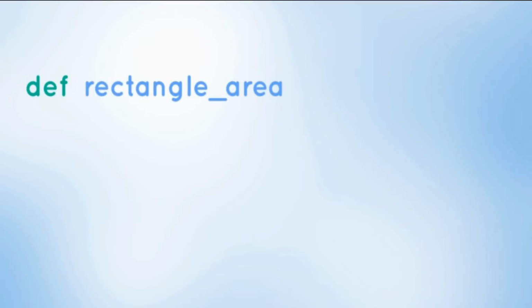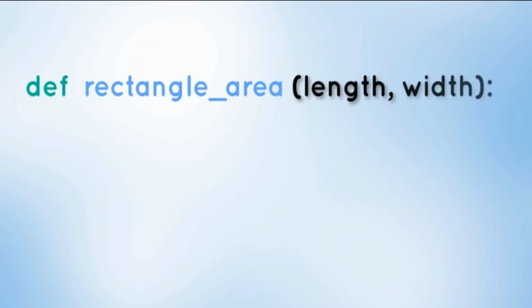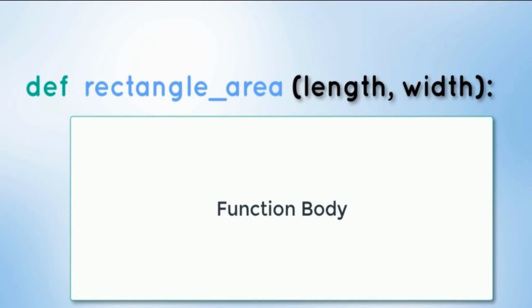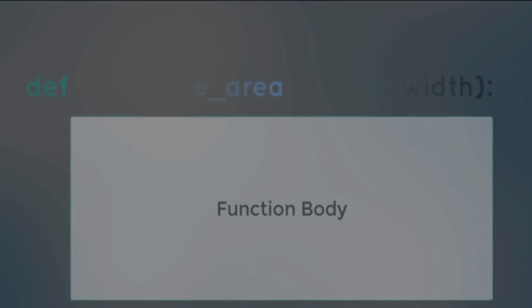The area is dependent on length and width. So immediately after the name, you would put parentheses that include these arguments, length and width. The arguments, the length and width, are passed in as the function is called, where they can then be used inside of the body of the function. Let's dive into Jupyter Notebooks to see this in action.